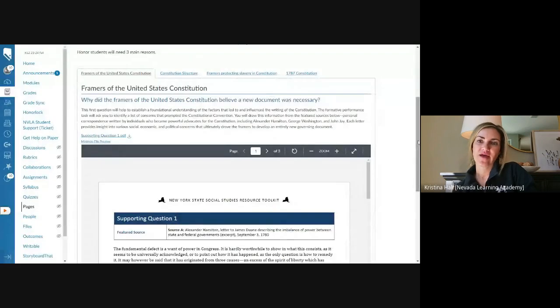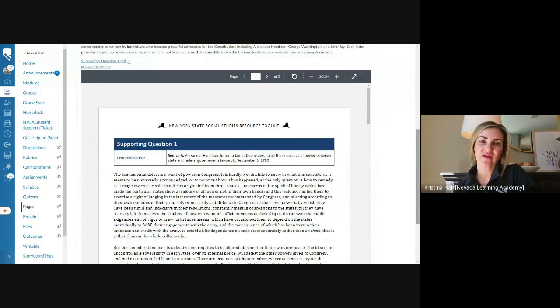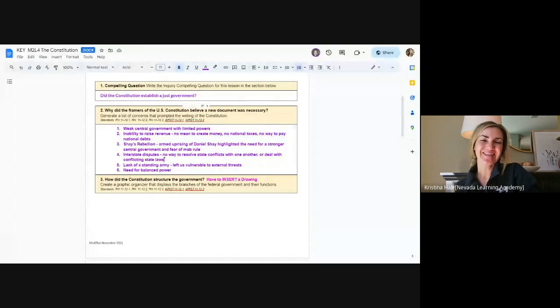All right, let's go back over into Canvas. My Canvas tab. Okay, so there's some letters from the Federalist documents, but what I did is I went through and I summarized it, so yay, you're welcome. And they're going to ask, why did the framers of the US Constitution believe a new document was necessary?